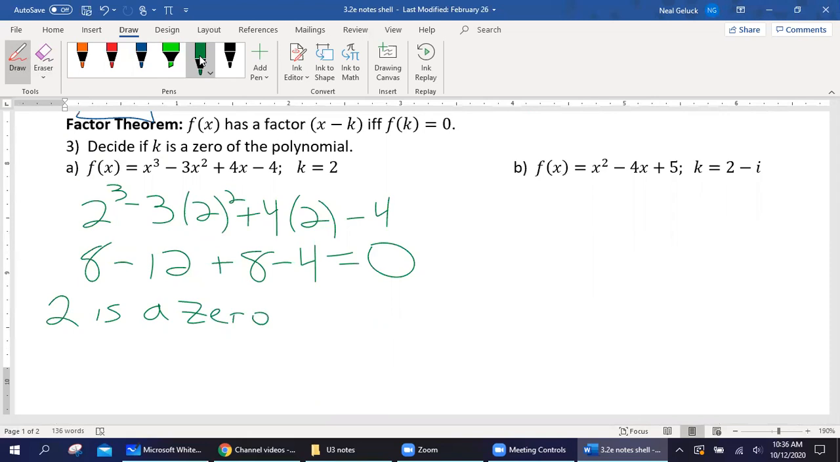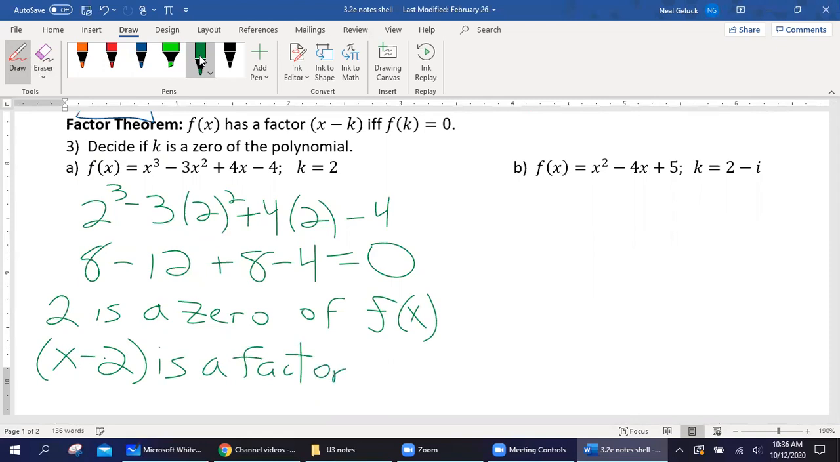We just figured that out, of f of x. But it also means that the factor x minus 2 is a factor of f of x. We learned two things out of that. These are basically synonymous. Being a 0 and x minus that number being a factor are the same thing.